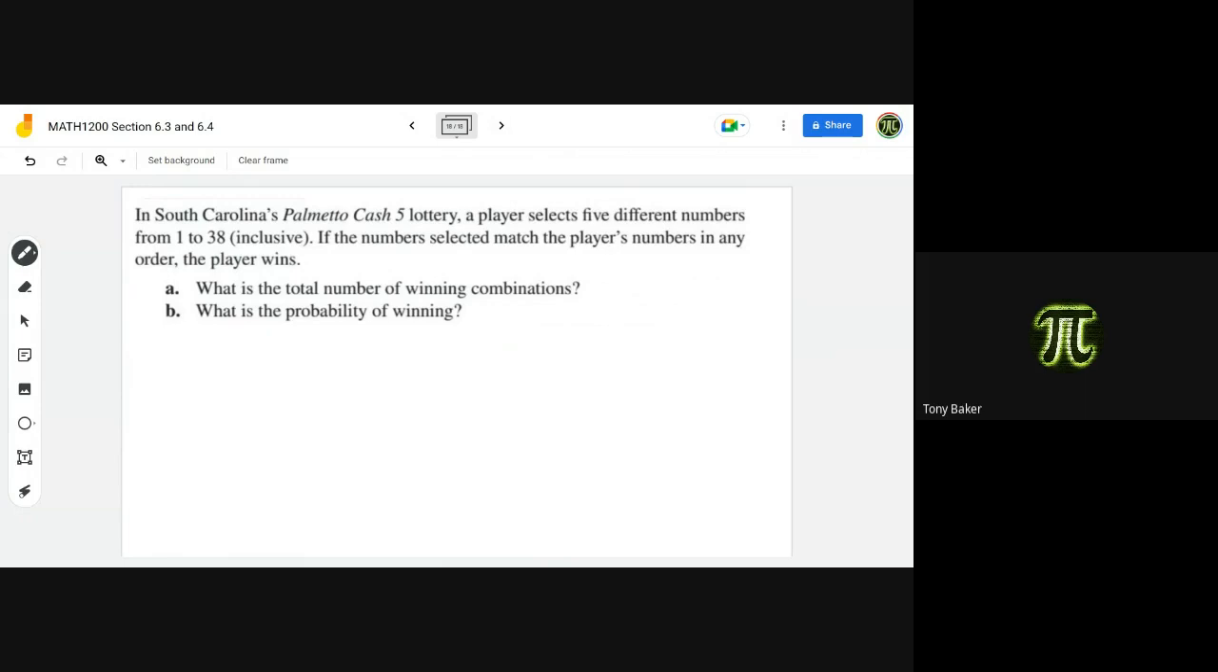So we are going to do what? Combinations or permutations? Combinations. So C. So we have 38 numbers, as we are choosing all the numbers from 1 to 38. So that's 38 numbers. And we're choosing 5 of them.